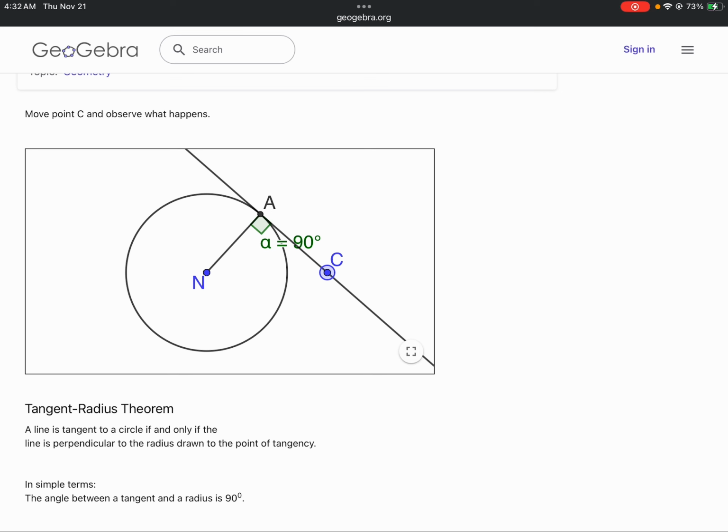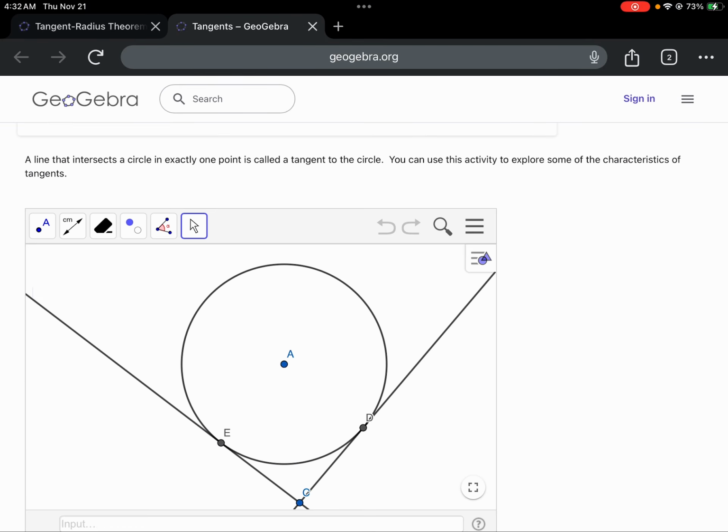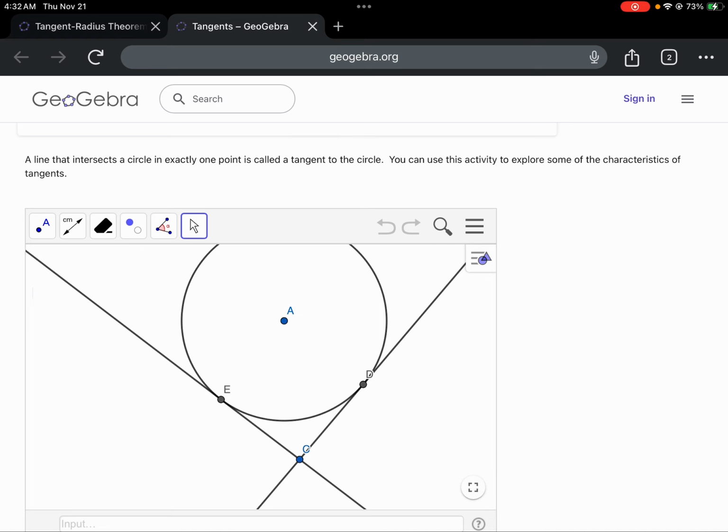My other one, let me see, how do I get back here, is if I have two tangents from the same point. Notice these aren't common tangents. These are two different tangents drawn to the circle. If I measure C to D, notice I get 2.9611. If I measure C to E, I get the same thing, don't I?